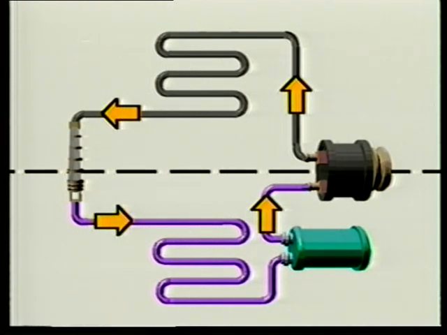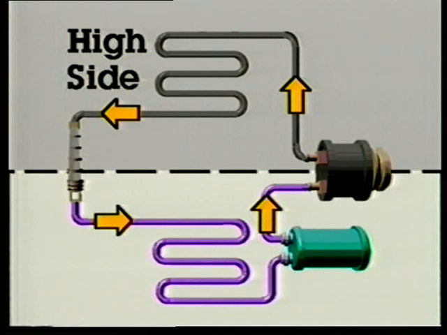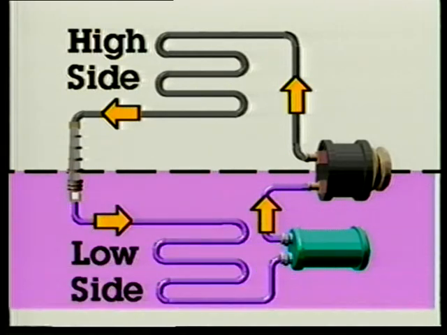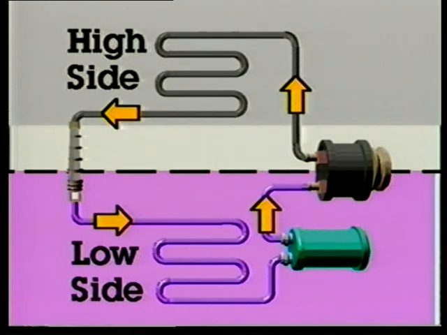For service and repair purposes, you must understand which components are in the high and low sides of an air conditioning system. Also called the discharge side, the high side parts include everything between the output of the compressor and the inlet of the orifice tube. The low or suction side includes the parts between the outlet of the orifice tube and the inlet of the compressor. As you will learn, the exact parts in each side of the system can vary in design.